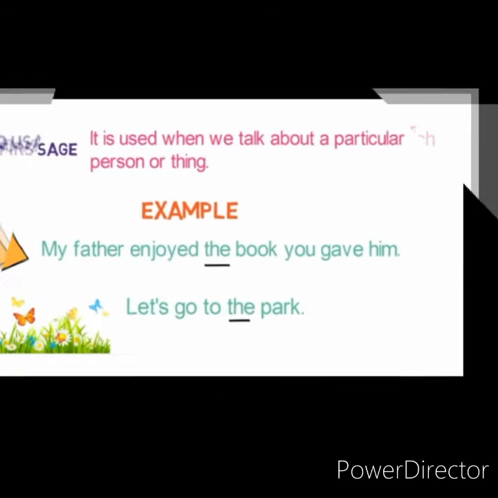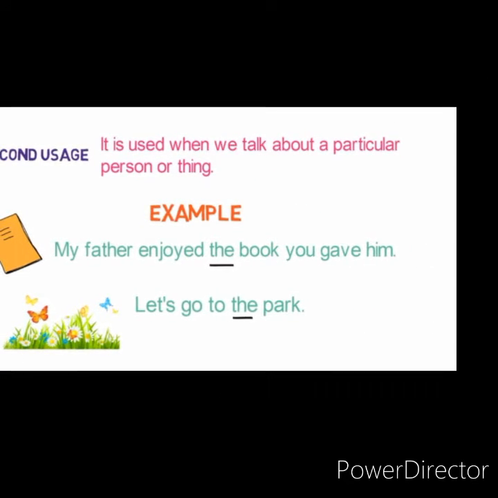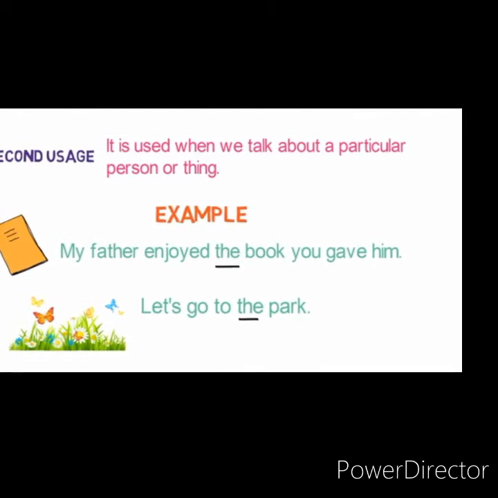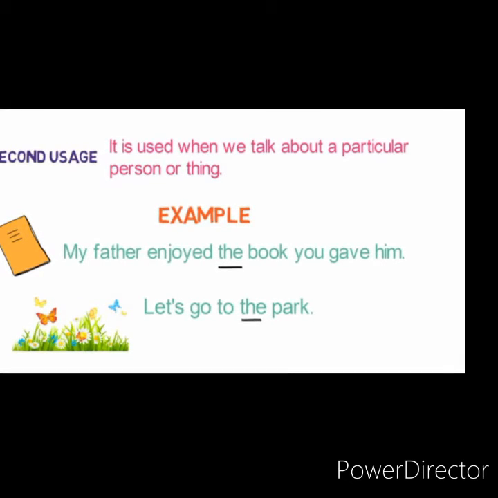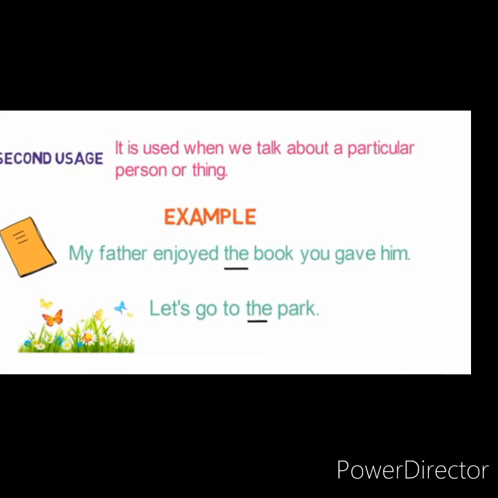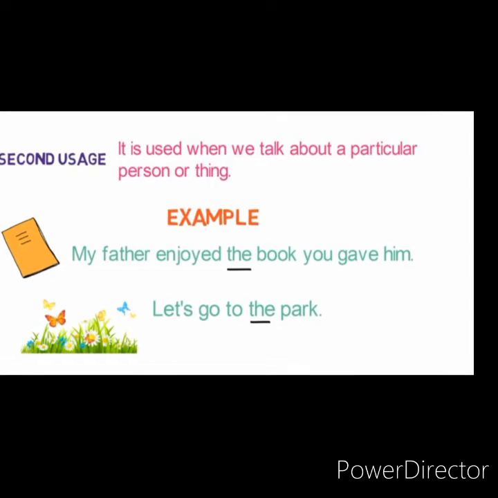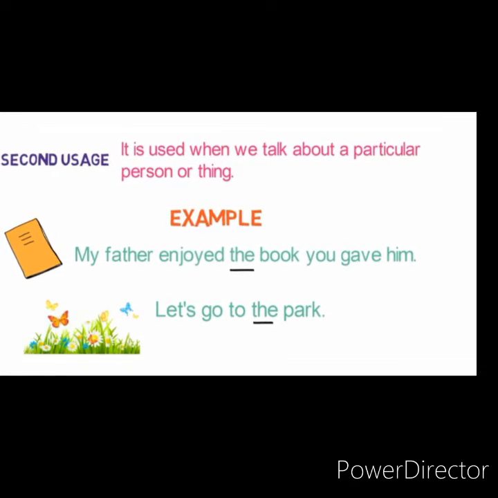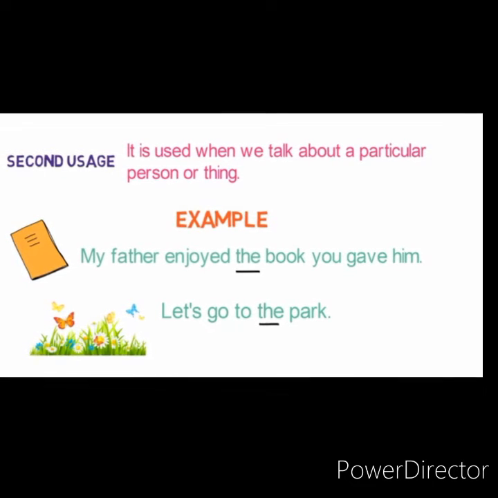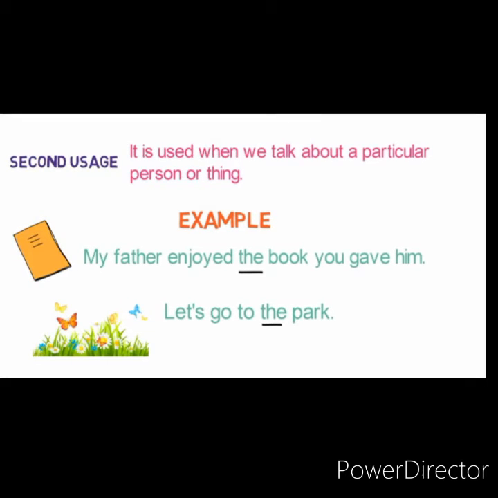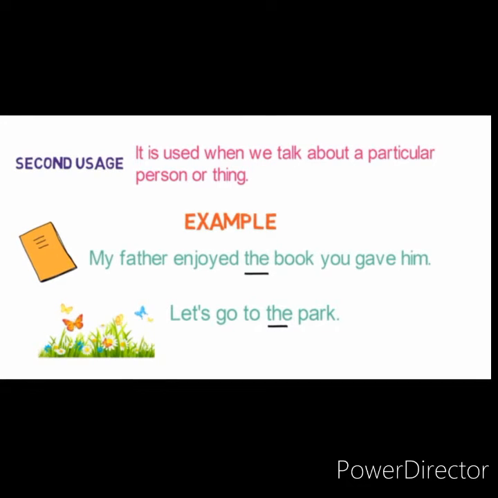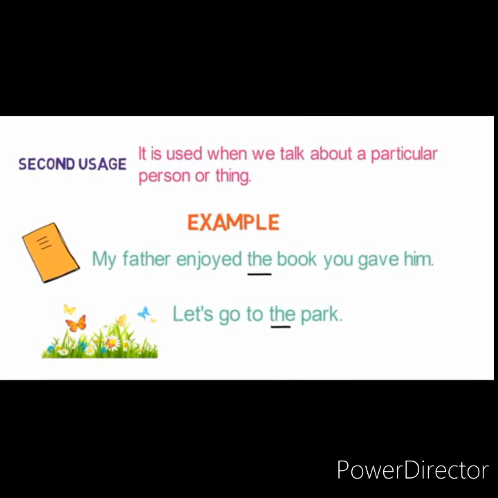Secondly, article the is used when we talk about a particular person. Remember the word particular person or thing. For example, my father enjoyed the book you gave him. So now which book are we talking about? The particular book that was given by him. Similarly, let's go to the park. Which park? The park which we know. The particular park that we know. Therefore, article the is used when we talk about, remember, a particular object or a person.